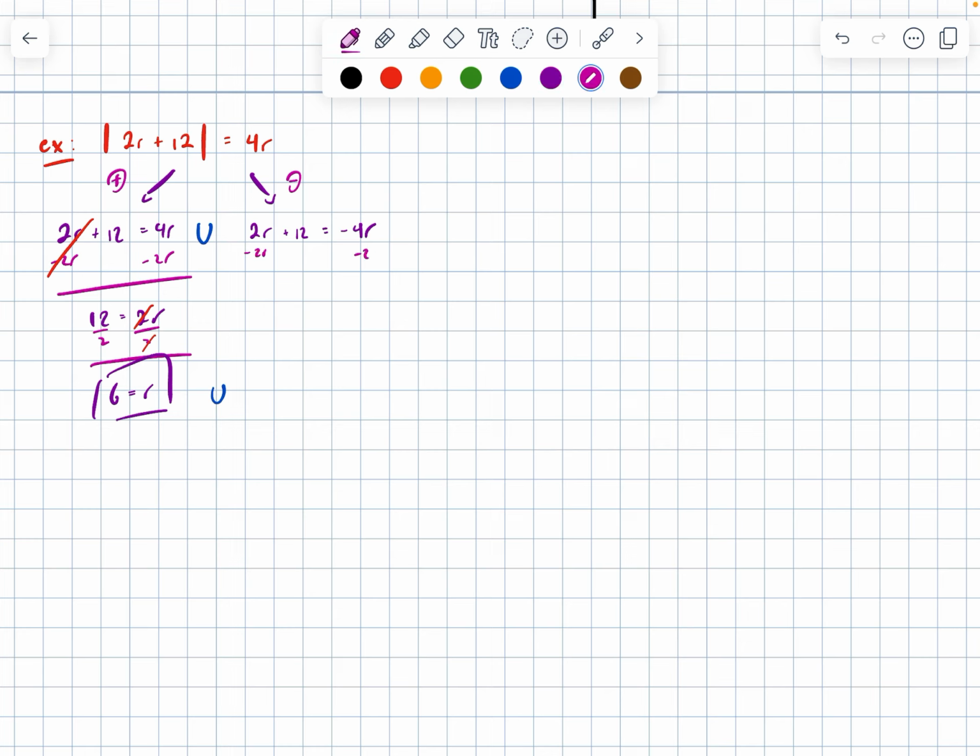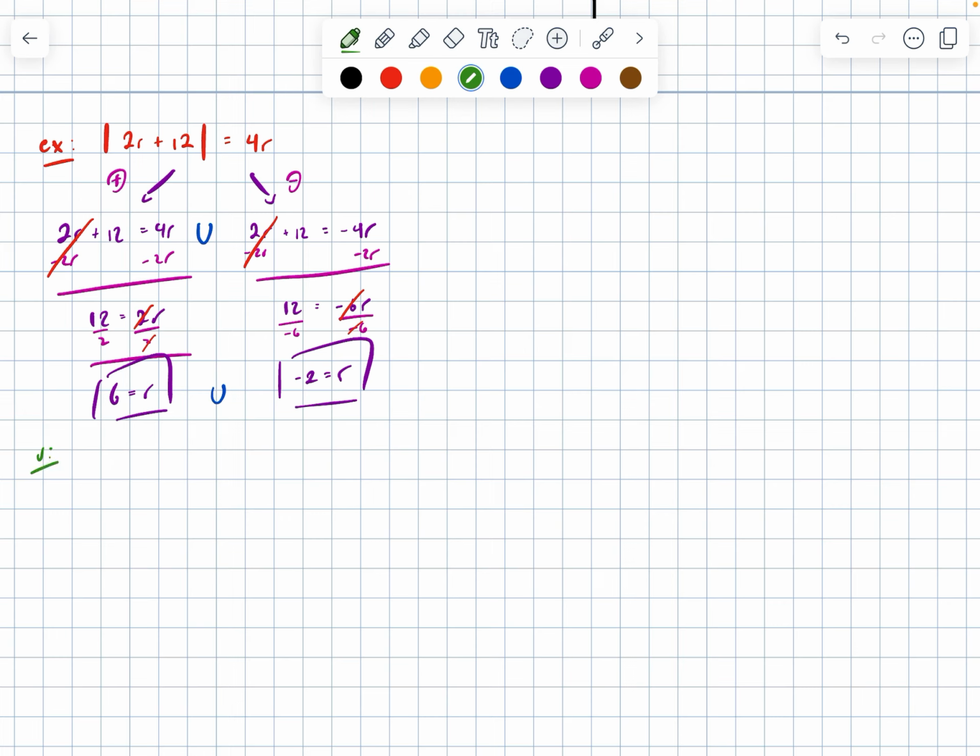Or, if I think about the equation on the right, so I've got 2r plus 12 is equal to negative 4r. Again, let's subtract 2r from both sides. We want to get all of our r's over to the same side. 12 is going to be equal to negative 6r. Divide both sides by that negative 6. And we find that r is equal to negative 2.